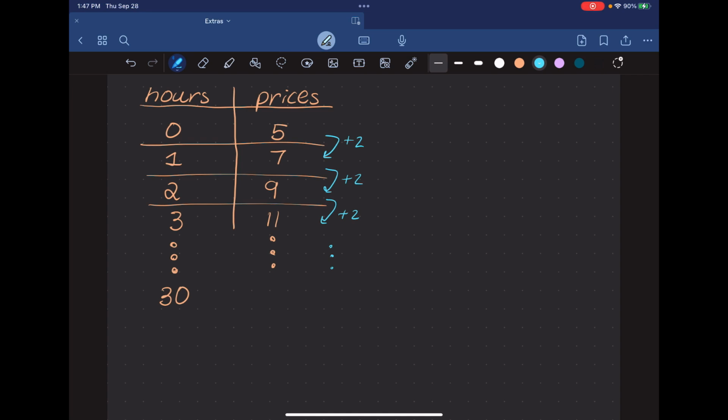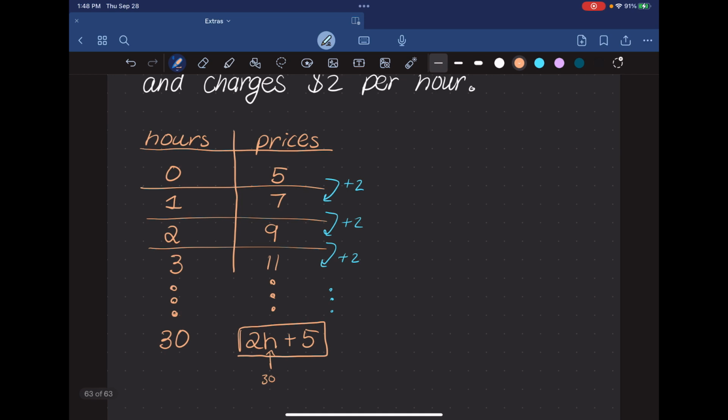So after spending 30 hours there, I will take 2 times H, right? And all of those 2's were added to this original 5, right? And so this is what I'm doing every time that I'm trying to calculate my price, right? And I could just replace this H with a 30 and figure out after 30 hours how much that is going to cost, assuming that you could stay there for 30 hours.